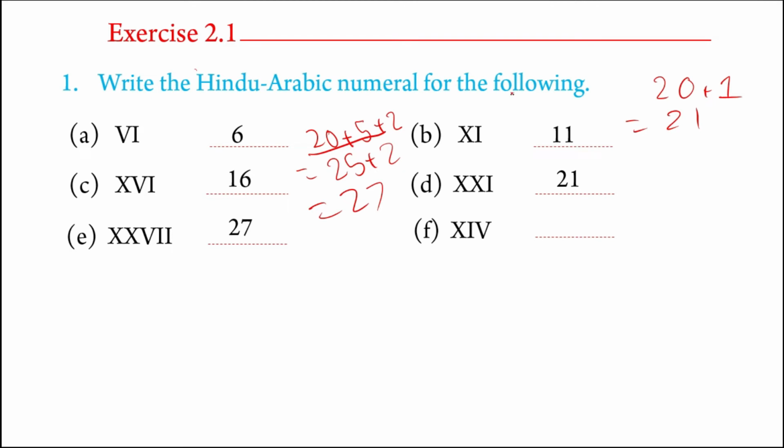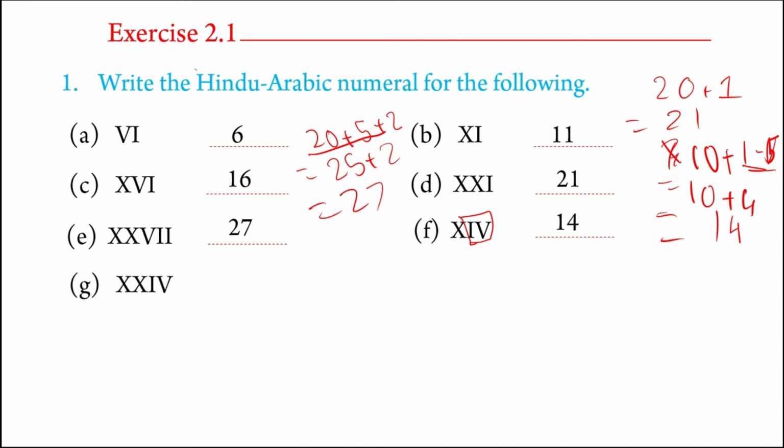Next is XIV. X is 10 plus I is 1, but I is before V, so we will subtract 1 from 5. That means 5 minus 1 is 4 and 10 plus 4 is 14. Next is XXIV. That means 24. XXVII. That means 27.